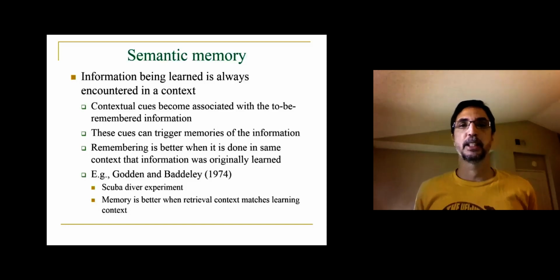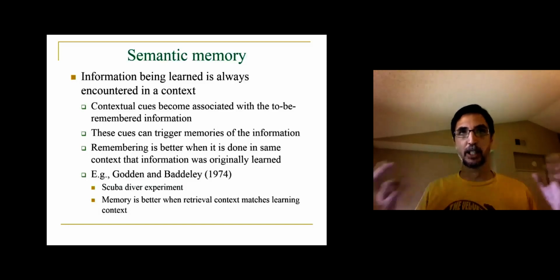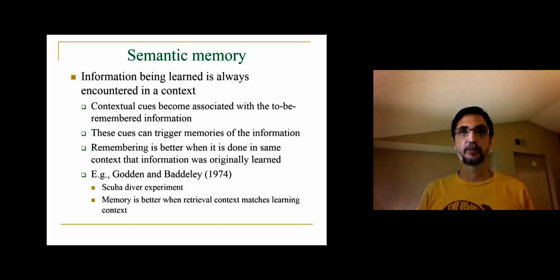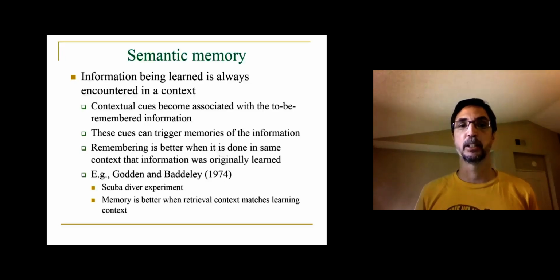And what the research shows is that the contextual cues can become associated with the to-be-remembered information. And as a result, because the context can become associated with the information, reinstating those contextual cues can help trigger your memory for that information. So if you're learning a list of words in a particular room, trying to remember what the room was like, what the lighting was like, what the time of day was, it can help you retrieve that information. And one of the results of that is that remembering is better when it is done in the same context in which the information was originally learned.